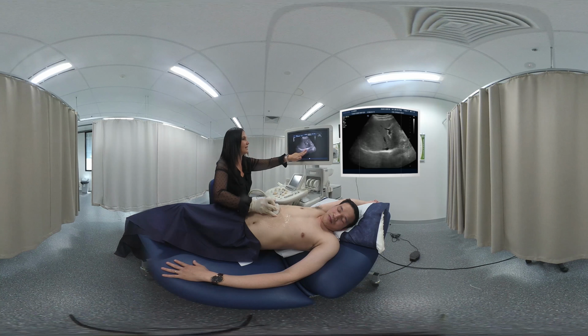So portal veins go into liver segments, hepatic veins divide up liver segments. So as we can see, we've got our focal zone there, and if we wanted to do an assessment of that portal vein, we could actually try and come up intercostally.